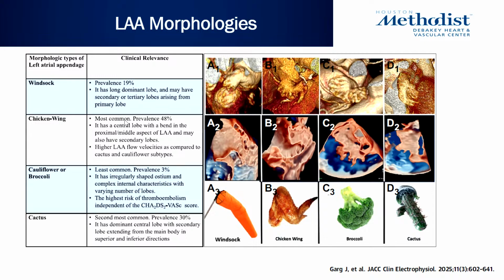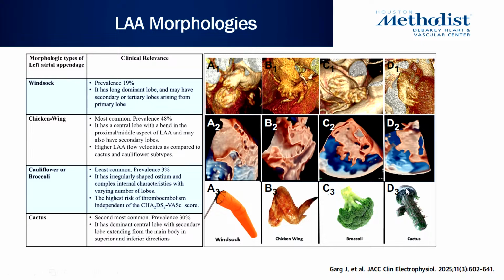The chicken wing is the most prevalent. The prevalence is about 48%, and it has a central lobe with a bend in the proximal or mid aspect of the appendage and may also have secondary lobes. And this morphology has higher flow velocities as compared to the cactus and the cauliflower types. So your chicken wing morphology is the most common type.